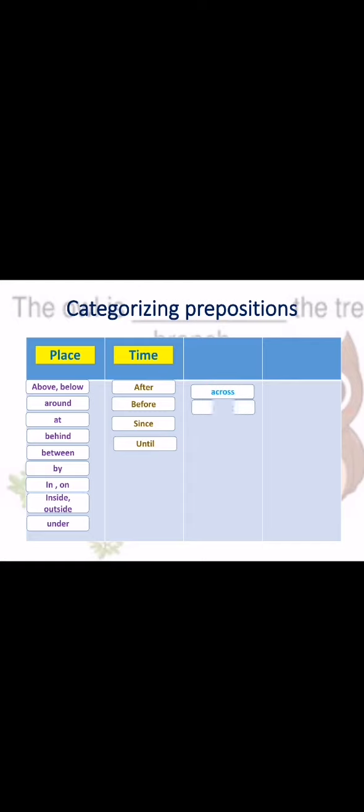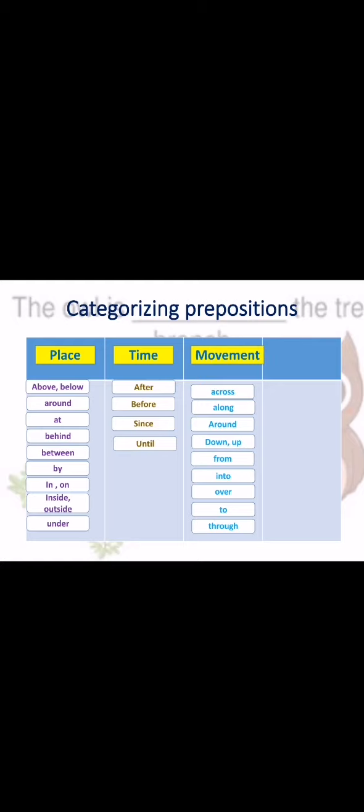Across, along, round, down, up, from, into, over, to, through. They are all prepositions of movement. Of and with or others. When to use each preposition of place.